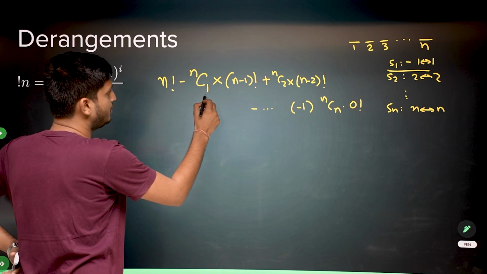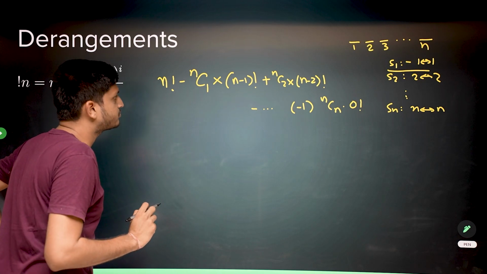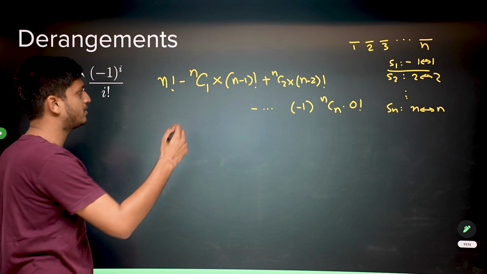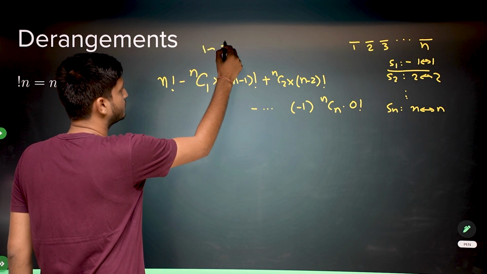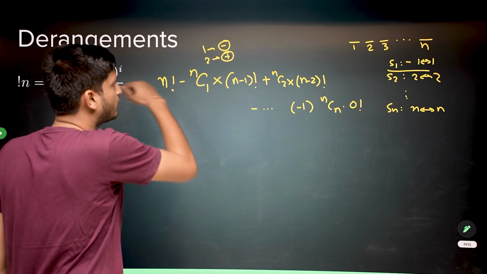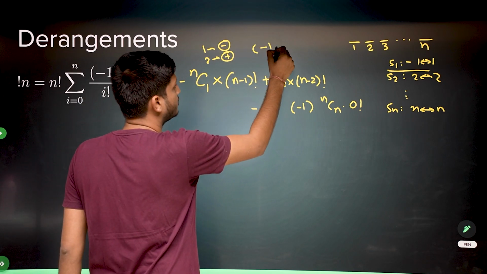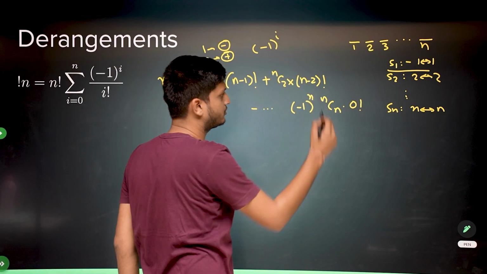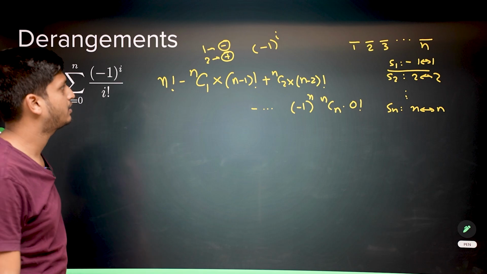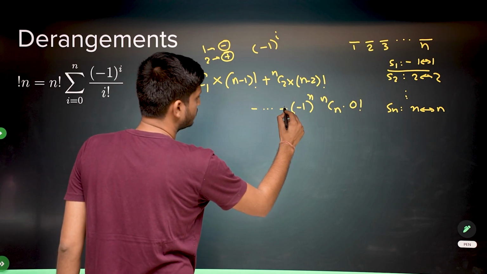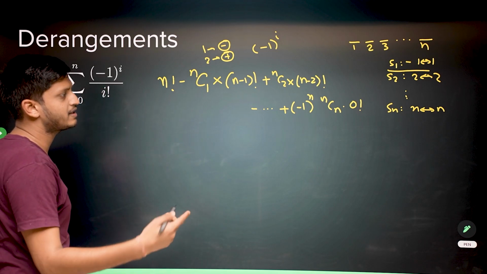See, for 1 it is negative. I always told you how to calculate the minus 1 to the power. Just see the pattern. For 1 it is minus, for 2 it is plus. So for i, basically it is minus 1 to the power i, right? So for n it will be minus 1 to the power n, right? So plus minus 1 to the power n, nCn, 0 factorial.